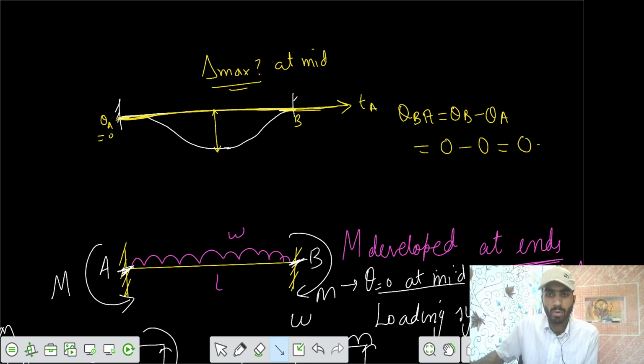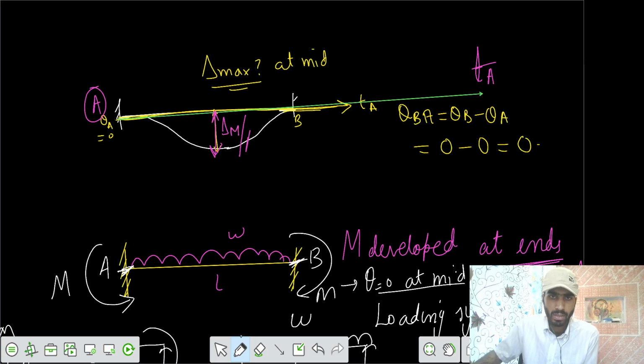Let's say you want to apply the moment area method theorem. If you know one reference point, you draw a tangent from that point A. A is our reference point, we draw a tangent from A, and you want to find this value. This is the deflection at mid, but it is with respect to the tangent drawn from A. That's also equal to the delta maximum. We can say this is also delta max.